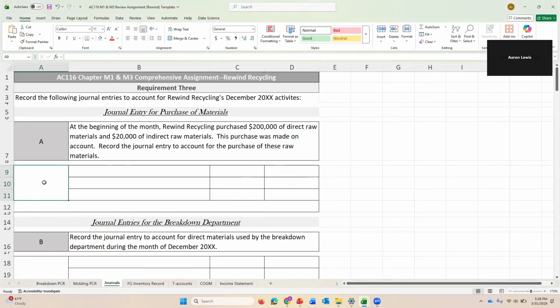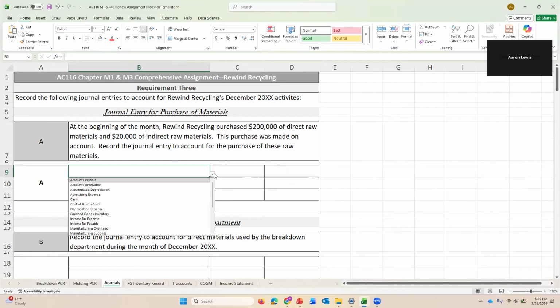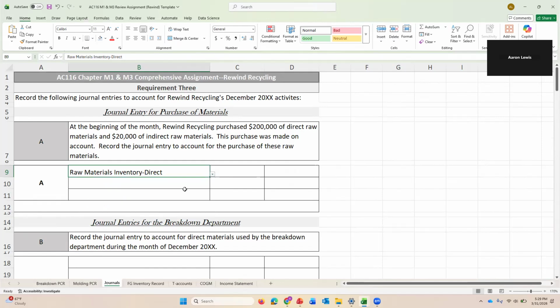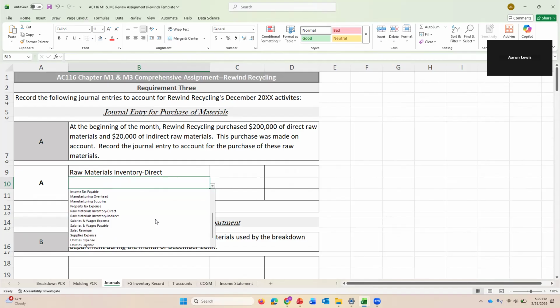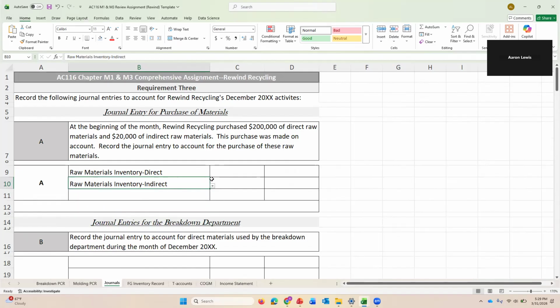In journal entry A, we need to put the materials that we are purchasing on the books. And we're purchasing two different types of materials. Direct materials, so things that we can easily trace to the different production departments we have, and indirect materials, things that are used by both of the departments. There's not a good way to trace how much goes into production, which means we're going to need two credits. We're going to need one credit to capture the direct materials, and I'm going to book that to raw materials inventory direct. And we need a second credit for the indirect materials. So alphabetical order again, raw materials inventory indirect.